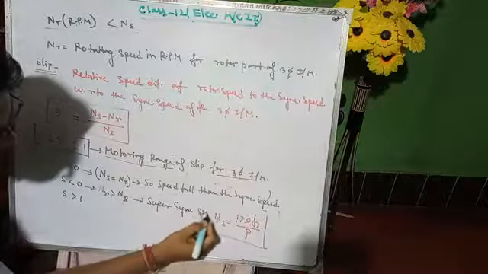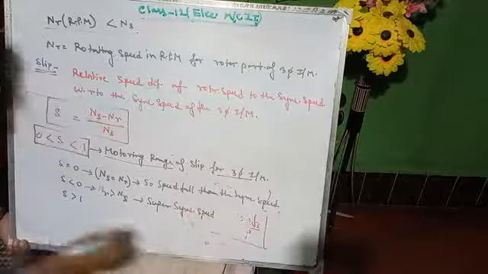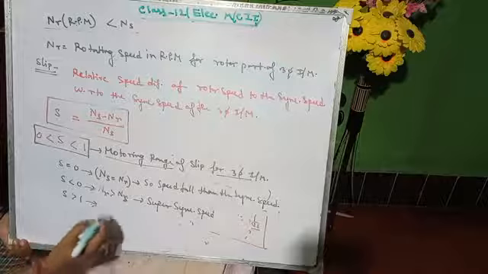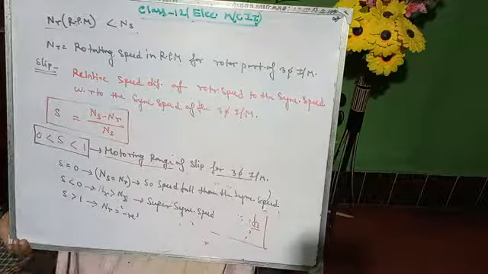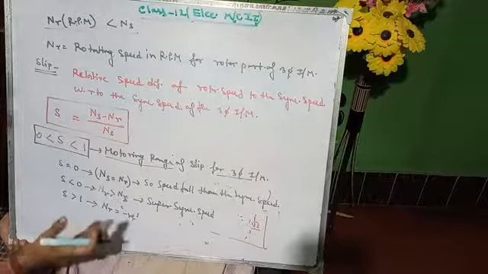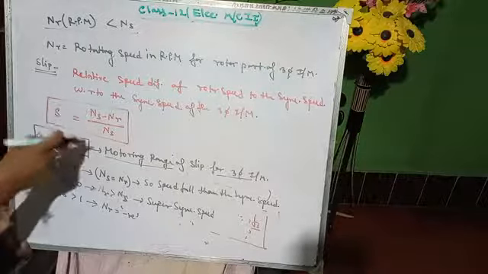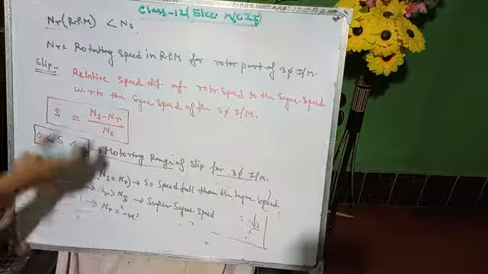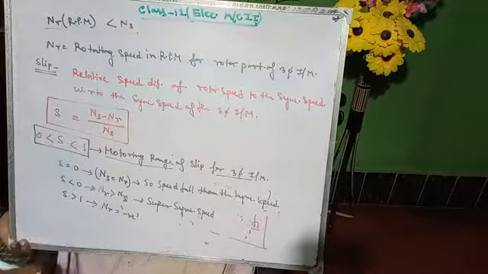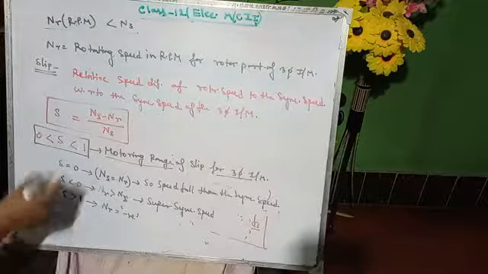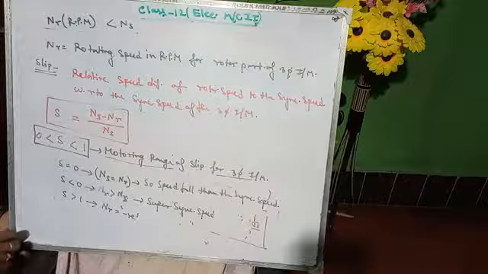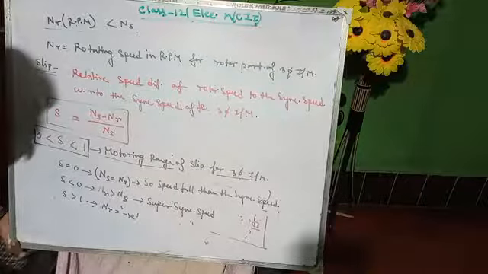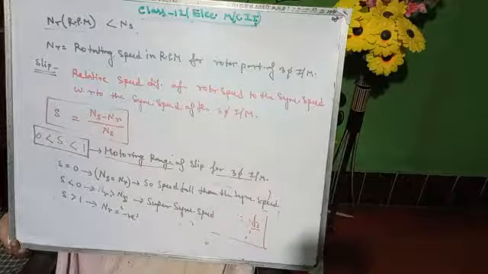Super synchronous speed. And s greater than 1 means nr equals negative. That means whatever the direction of the synchronous speed, the rotor speed will be negative of that. So the rotation is in the opposite direction. This is the significance of slip, and slip always lies between 0 and 1 for the motoring range of operation for a three-phase induction motor.